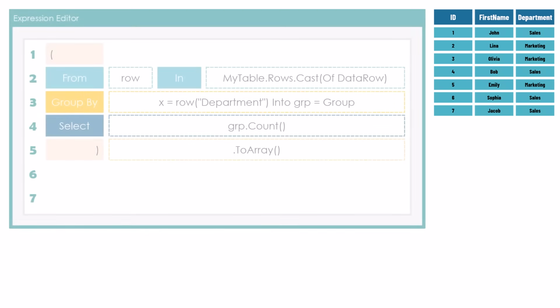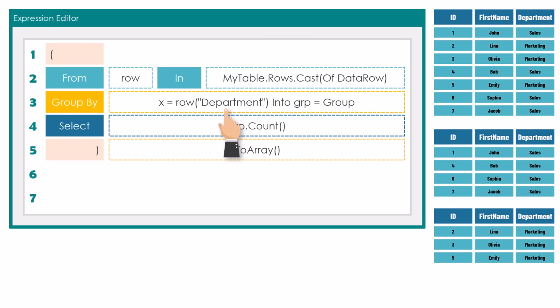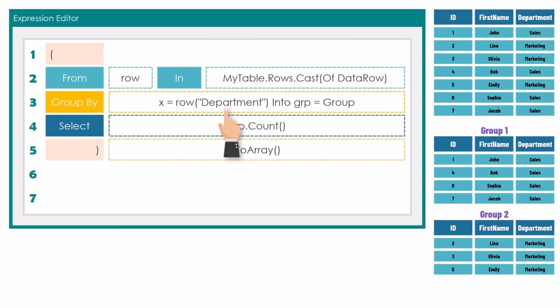To do that I can use the following query. As you see, I am grouping the rows by column department. This means, I have 2 groups, one for sales and one for marketing. After that I use the group variable with the function Count, to get the count of the rows inside the group. At the end I am converting the output to array. This means, I will get the following array as output.